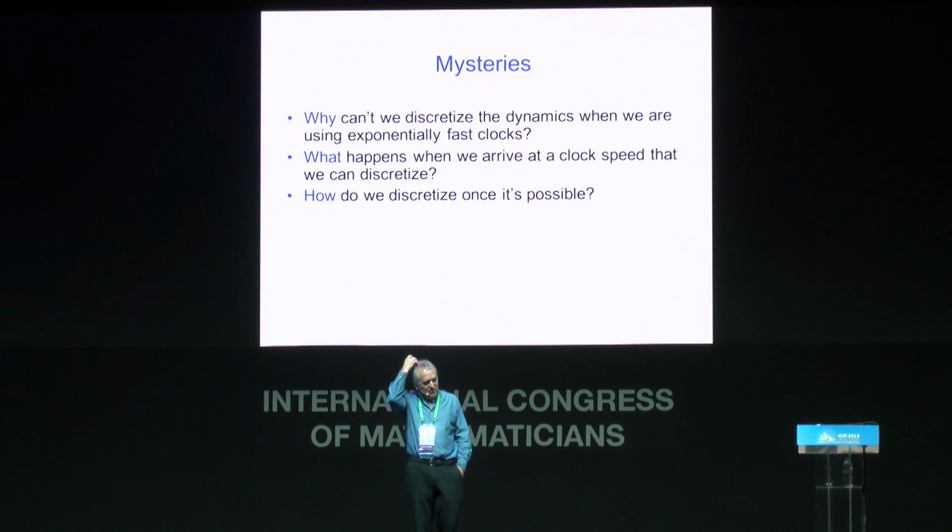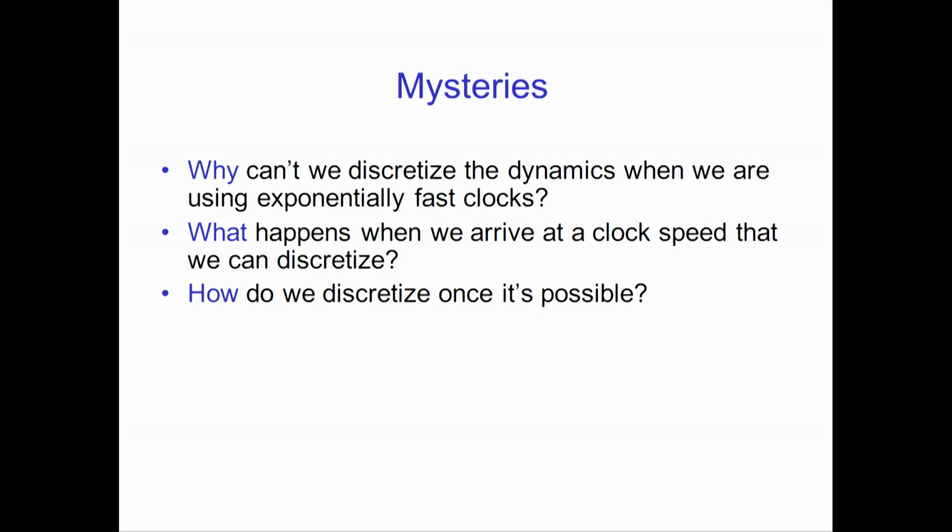Okay, so these were some mysteries that we've been working on for about a year now. Why can't we discretize when we're using these ambitious clocks? What happens when we arrive at a clock speed where we can discretize? How do we discretize once it's possible? Okay, so the mathematical structure that I've been using in my group to try to understand these mysteries is symplectic geometry. I learned about it when I was a young professor back at MIT, and it's stuck in my brain ever since, and I finally found a way to use it.